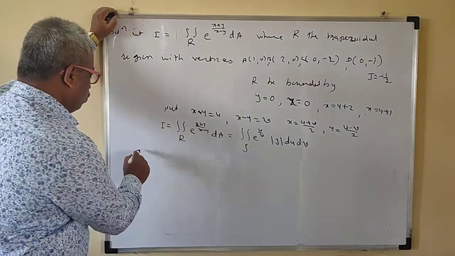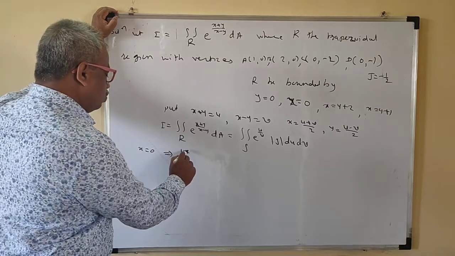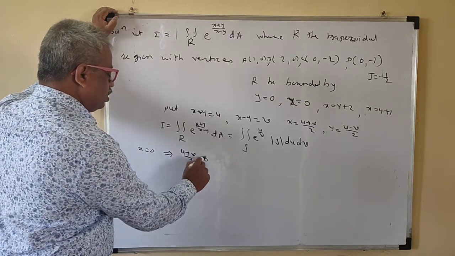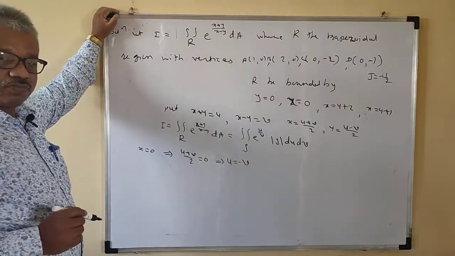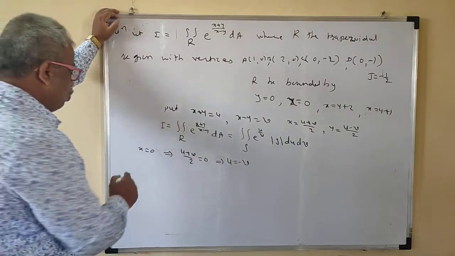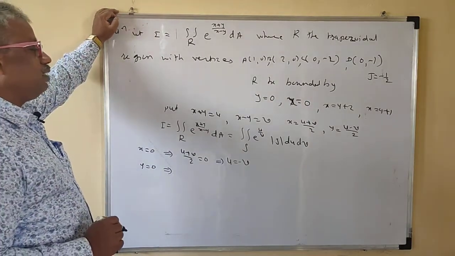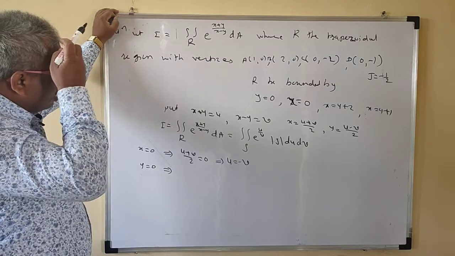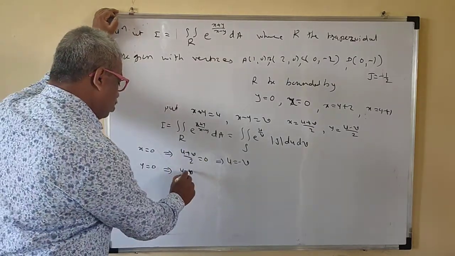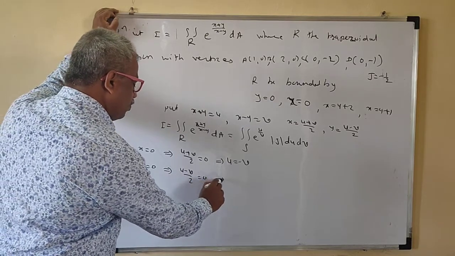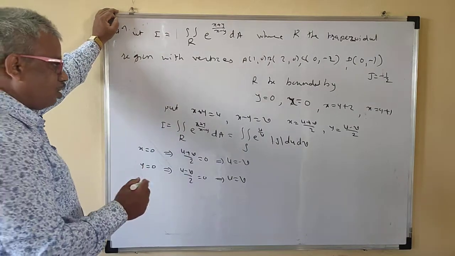So x is equal to 0. What is x? u plus v is equal to 0, which means u is equal to minus v. Your y is equal to 0. So what is y? y is (u minus v) upon 2, which is equal to 0. This implies that u is equal to v. Right? We have to draw this region.